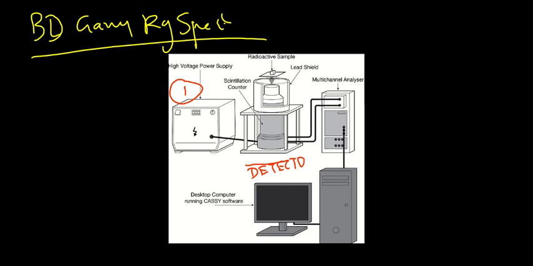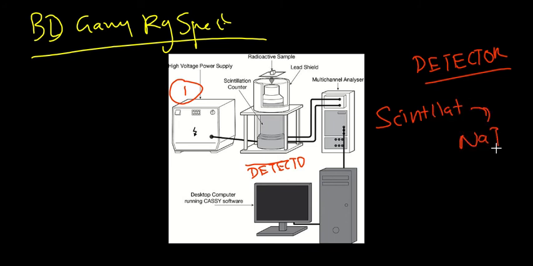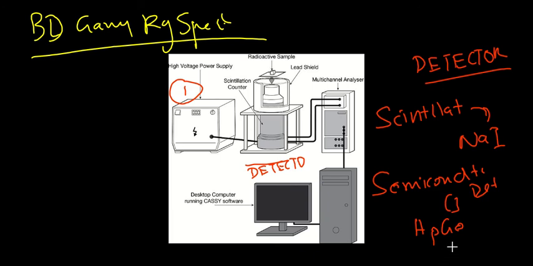This is your detector. Here it is shown as a scintillation counter. We have seen two types of detectors. Either they employ a scintillation counter, that is nothing but sodium iodide, or it can be a semiconductor detector, which is a high purity germanium detector, or it can be a lithium drifted germanium. Most commonly, a high purity germanium detector is used. This is the type of semiconductor detector that is employed for gamma ray spectroscopy.